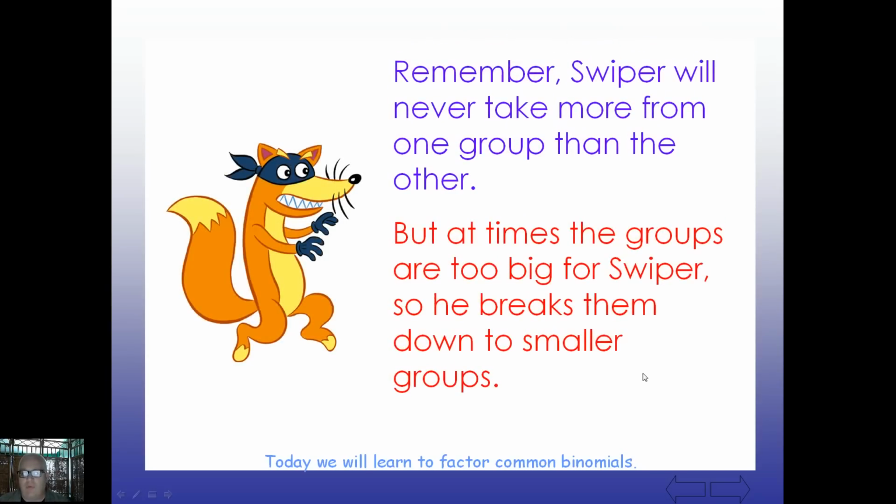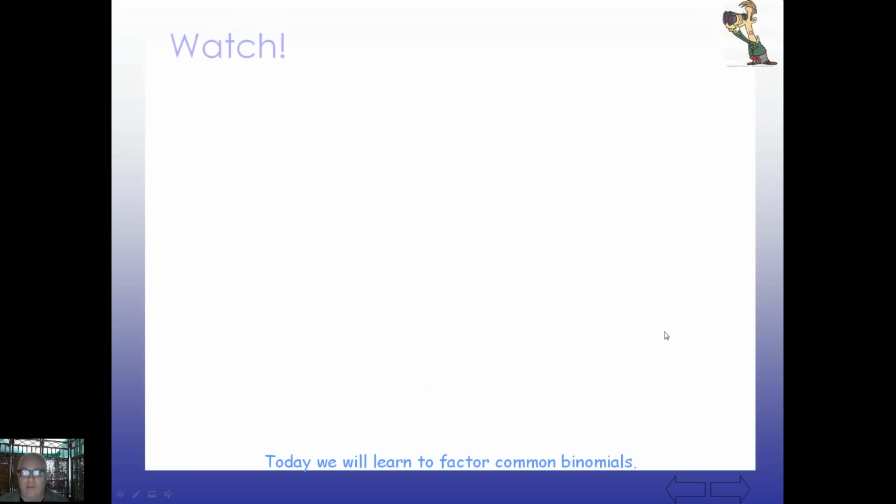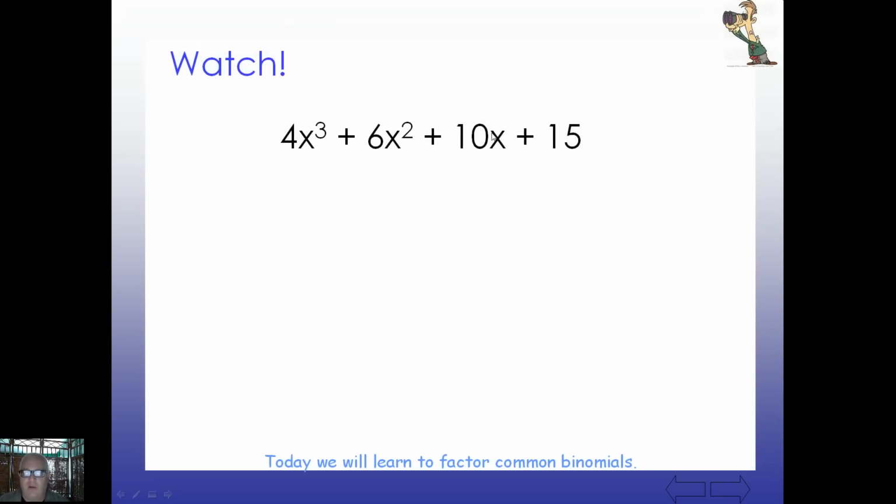Alright, now remember, Swiper will never take more from one group than the other, but at times the groups are too big for Swiper, so he breaks them down into smaller groups. And this will be pretty obvious, especially since our textbook is pretty friendly with this. The older one we used to work with back in the day was not very friendly at all, but this one, they play pretty nicely here. And here's an example for you.